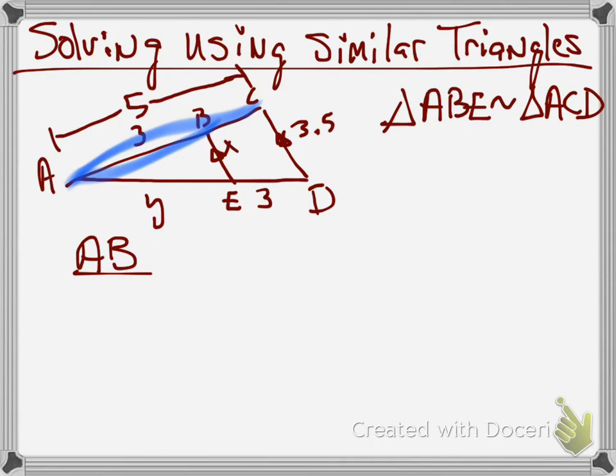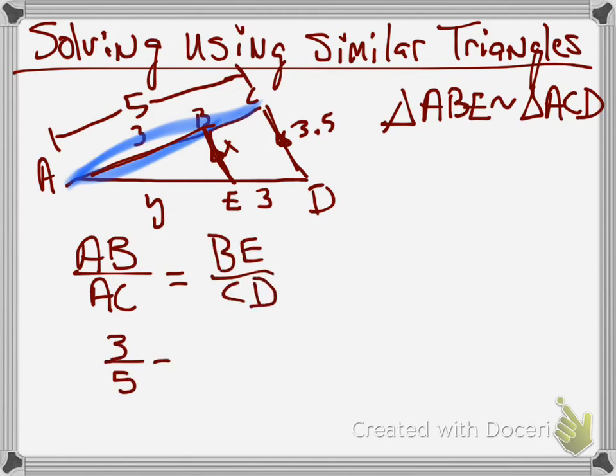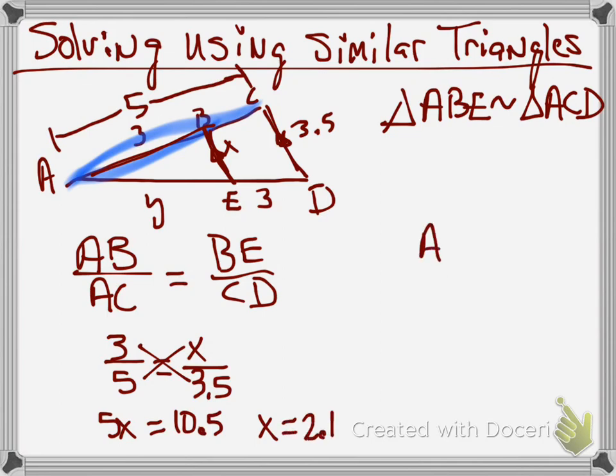So if I say AB over AC, actually I should have said AC over A. No, I was right, AB over AC. Okay, so that's 3 over 5. Okay, so all other sides have to be in that same similar ratio. So I can set those equal and do a cross multiplication. So I can say here BE, which is X, and CD, which is 3.5, and then I can cross multiply and divide. And I would get 2.1. So the X is 2.1.